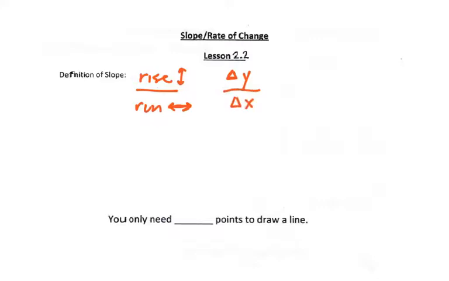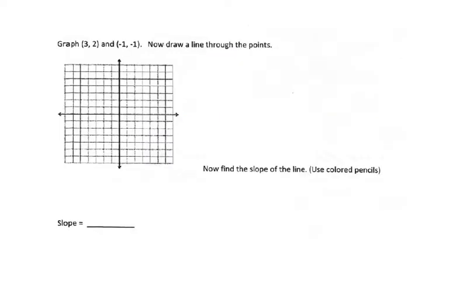And then we're also going to have a formula. It's on your notes, so I'm going to give it to you right now. M equals y2 minus y1 over x2 minus x1. Although we only need to do that when it's not obvious from the graph. You do only need 2 points to draw a line, although sometimes we will ask you to use more than 2 in the future.